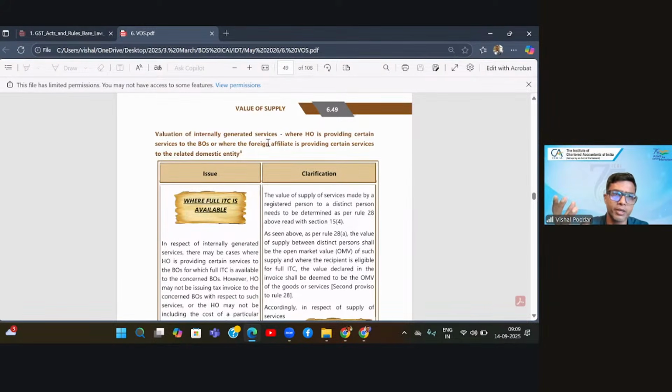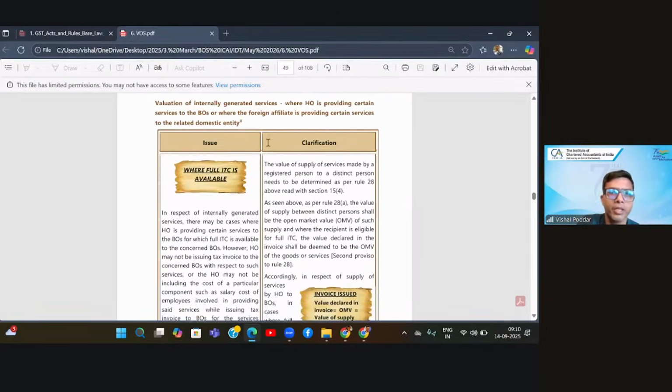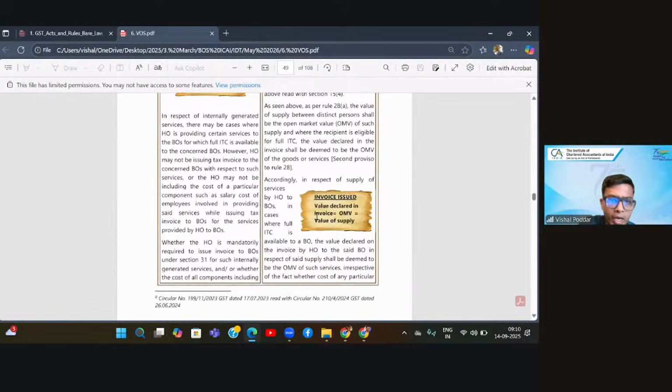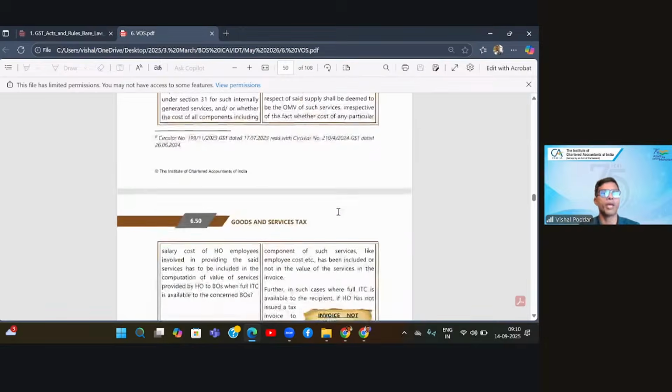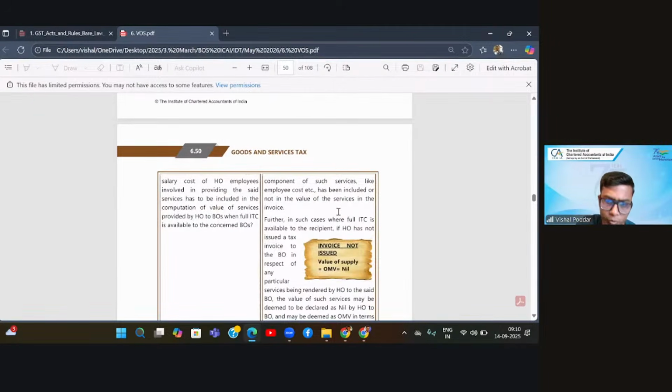What is the opposite of internally generated service? If I am buying something from outside and giving it to the branch, like the head office procures software and that software is used by all the branches, that will not fall here because that is not internally generated. So internally generated means what the head office on its own has done for the branches, like all the management services. For this, they have said that if my branches are eligible for full ITC, that is, there is no blockage, no proportionate reversal, then whatever value I am showing in my invoice, 1 rupee to 1 lakh rupees, will be accepted as open market value, and will be considered as the taxable value.